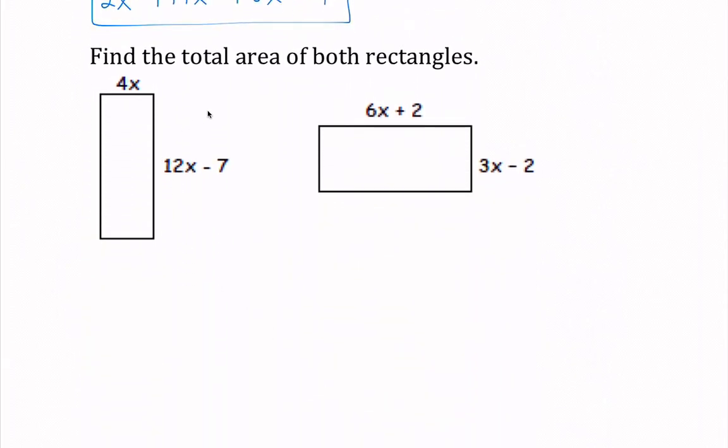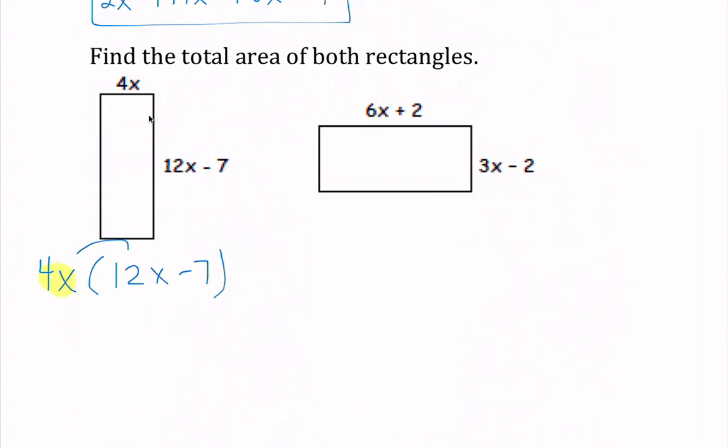Okay, on this next problem, it tells me to find the total area of both rectangles. Total means to add. So to find the area, I'm going to take the length and width of each one and multiply them together. So I'm going to start here. I'm going to take my 4x and multiply by 12x minus 7. This time I only have to multiply by 4x because there's nothing else.